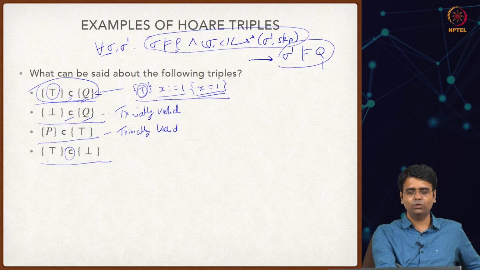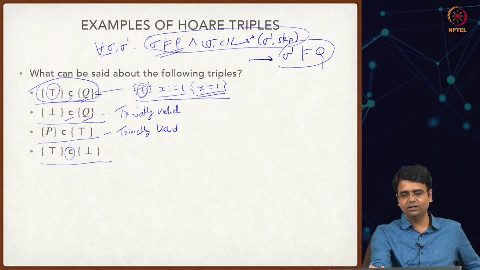So, when will this Hoare triple be valid? It will be valid if for all sigma, sigma prime: sigma is a model of P, but P is true, so all sigmas are models of true. If sigma, C goes to sigma prime, skip, then sigma prime should be a model of Q.